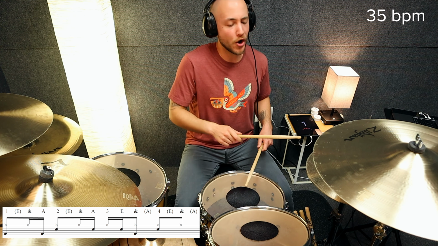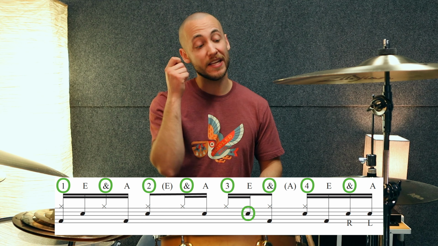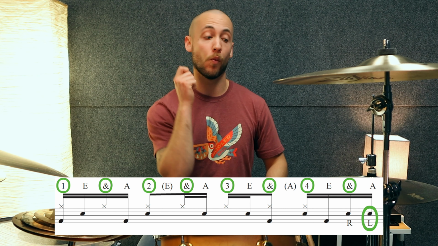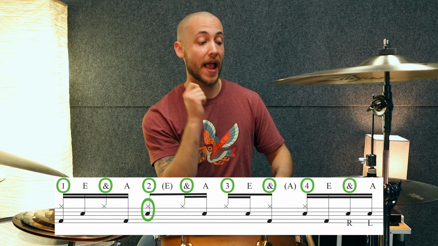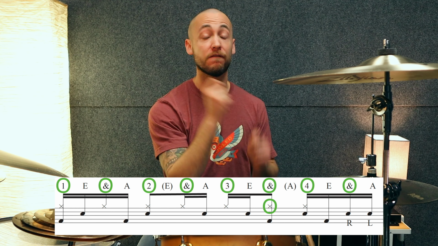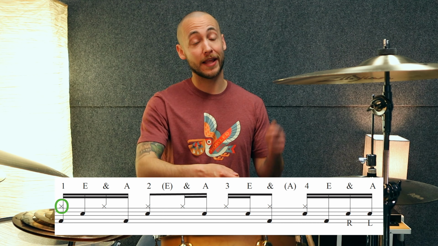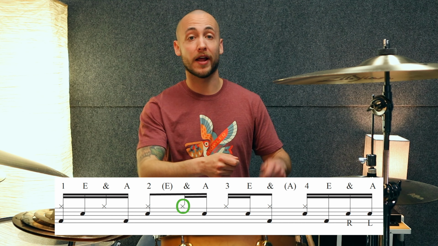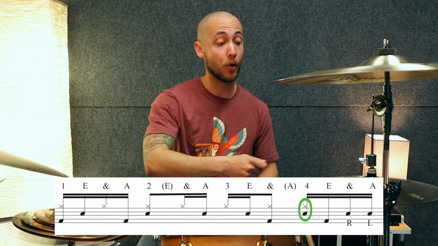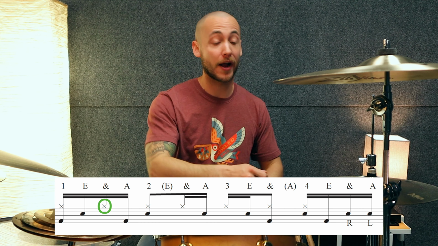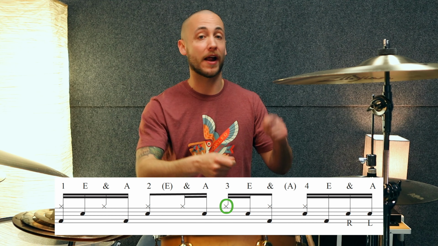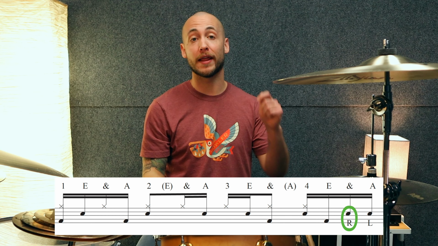1 E and a, 2 E and a, 3 E and a, 4 E and a, 1 and 2 and 3 and 4 and 1. It will also help us transition back into the beginning of the beat, because starting from the and of 4 and going through the and of 1, we are again playing alternating singles with our hands. Right, left, right, both, right, left, right, left, right, both, right, left.